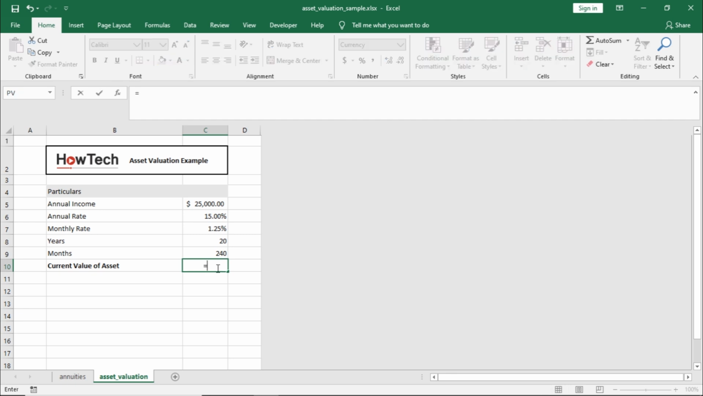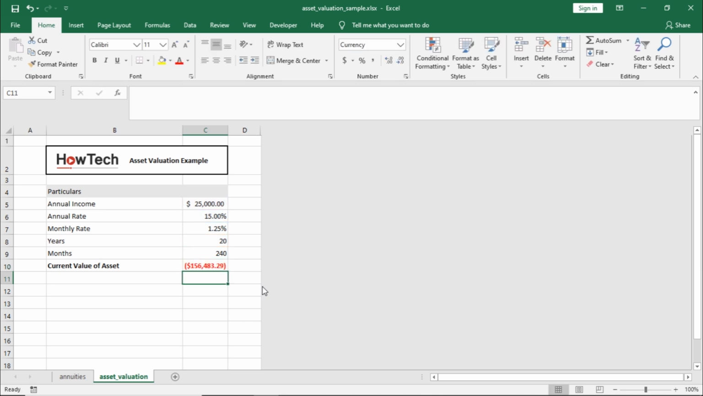Enter the equals to sign and type in PV for present value. For the rate, we will take the yearly rate over here. NPER is the number of periods, so let's select the number of years over here. Next is PMT, or the number of payments that we will receive as yearly income. So let's select the annual income here. There is no future value or cash balance, and the type is payment at the end of the year, so we can skip both of them in the formula.